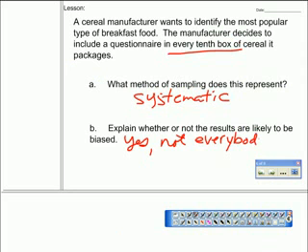I don't eat cereal. What kind? Sugar Pops. Honeycombs.